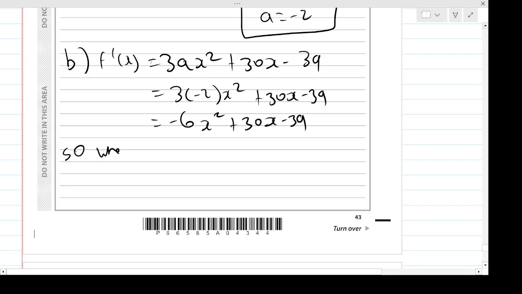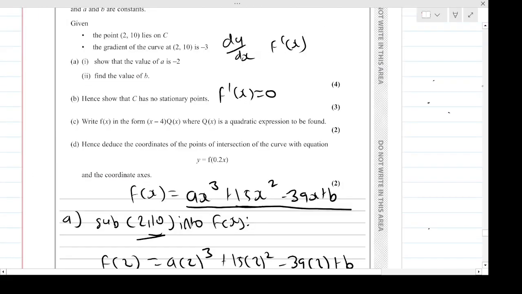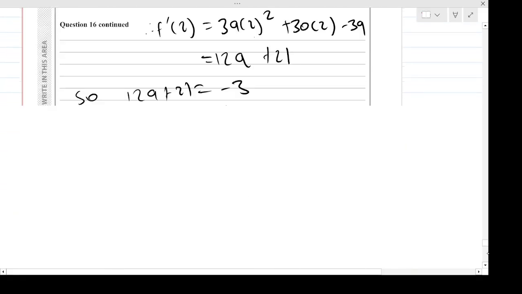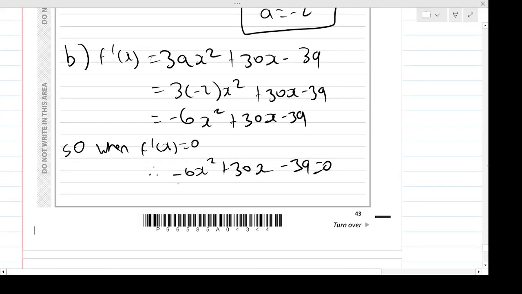So when f dash of x is set to 0, because then obviously that gives me my stationary points, if there were any, that means that minus 6x squared plus 30x minus 39 is set to 0. This is a quadratic equation. Now, I don't need to fully solve it, because I want to show that there are no stationary points. That means this quadratic equation has to have no solutions. How can we show, without solving it directly, that a quadratic has no solutions?